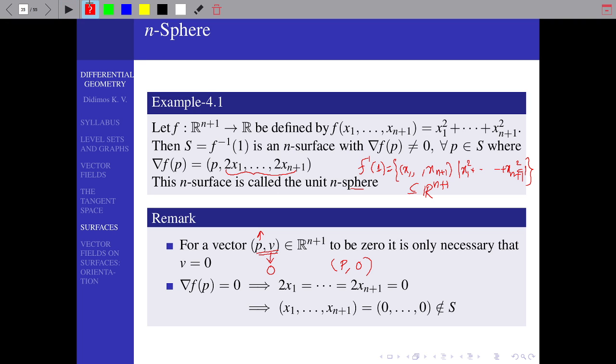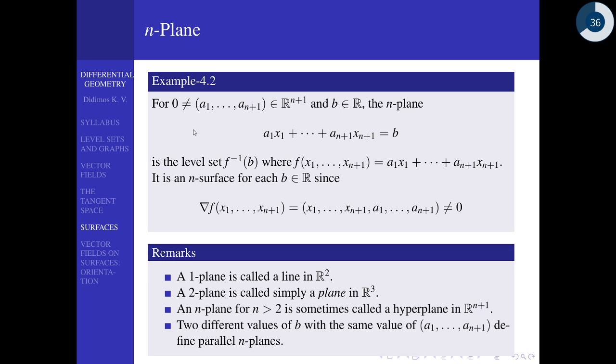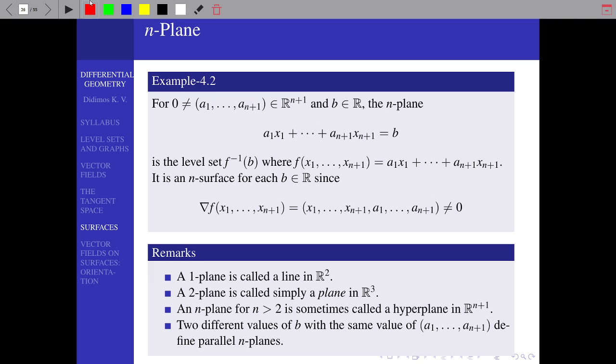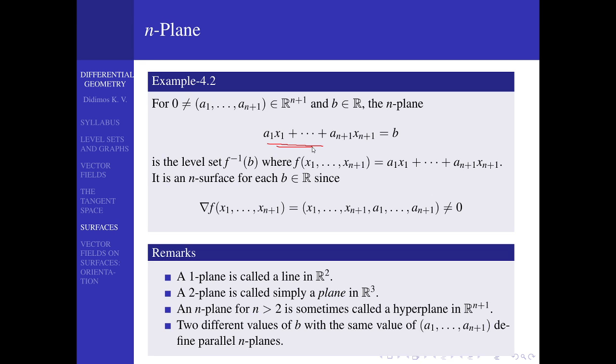Now we have another example, example 4.2. Choose a point in R^(n+1), not a vector, (a1, a2, etc., a_(n+1)), and b belonging to R. You can define this as an n-plane. This is an n-plane: a1 x1 plus etc. plus a_(n+1) x_(n+1) equal to b.